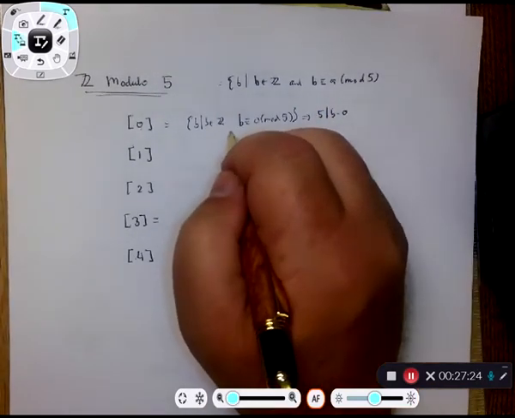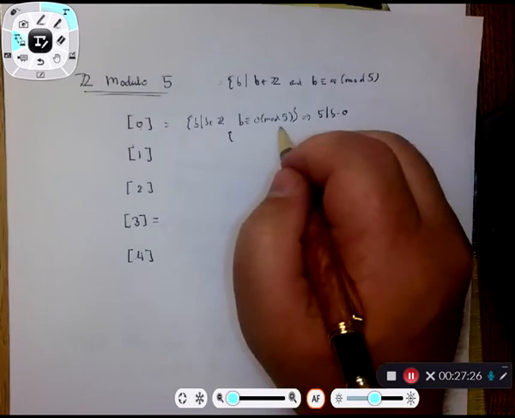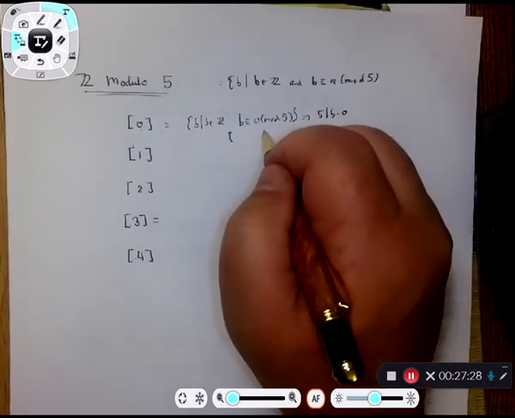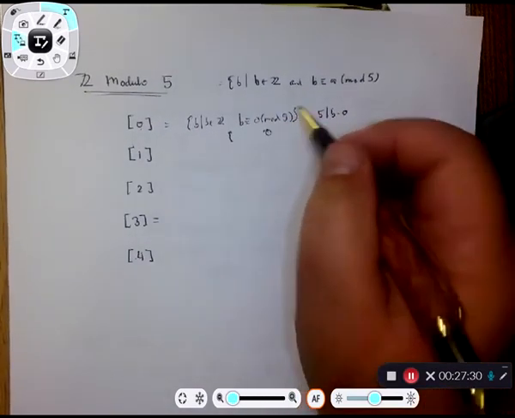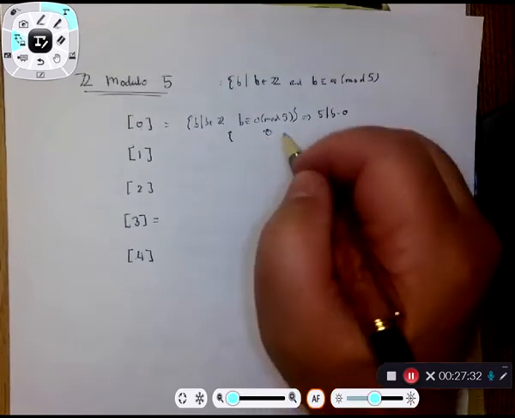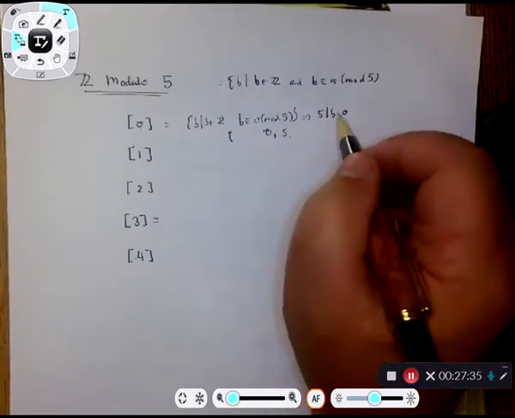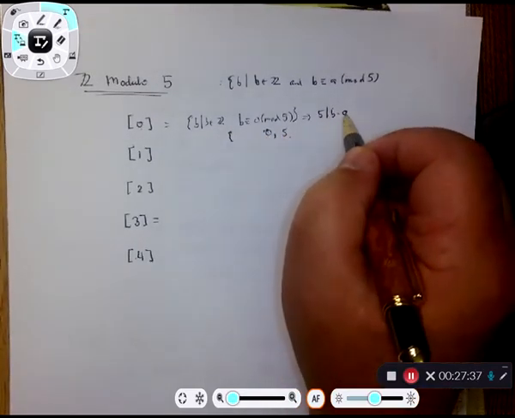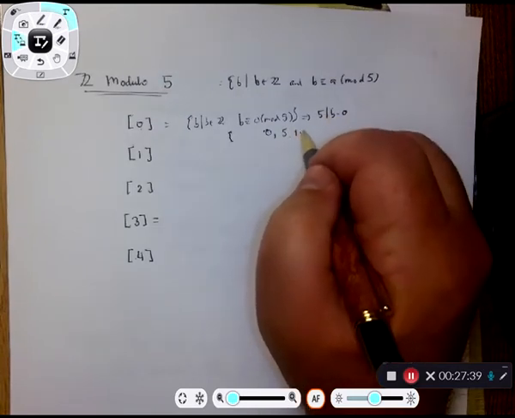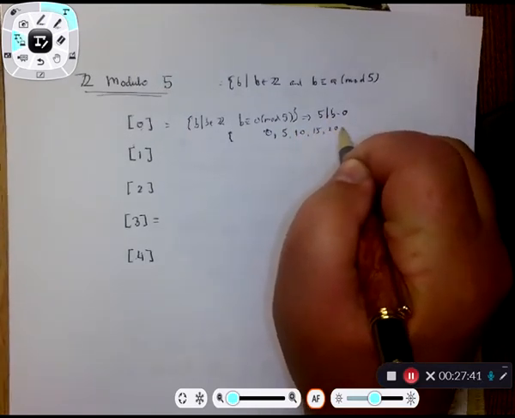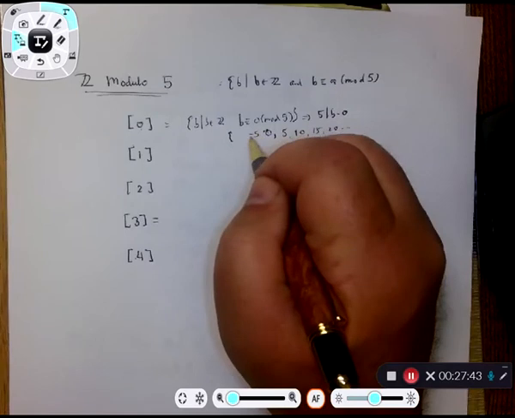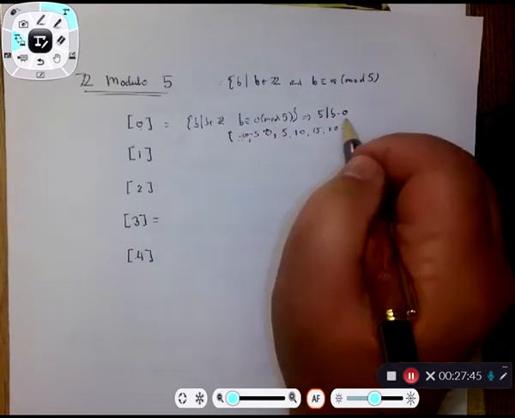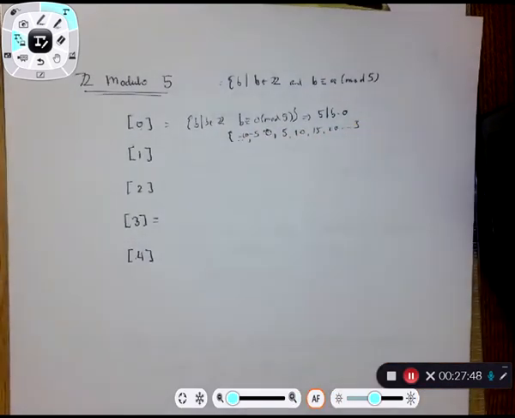So what are my equivalence classes for this one? Well, 0 would be in there. You're in your own equivalence class. And clearly 5 divides 0. But the next one would be 5. 5 minus 0 is still 5. 5 divides 5. 10, 15, 20, and so on, and -5, -10, and so on. Those are the integers that make up equivalence class 0 in modulo 5.